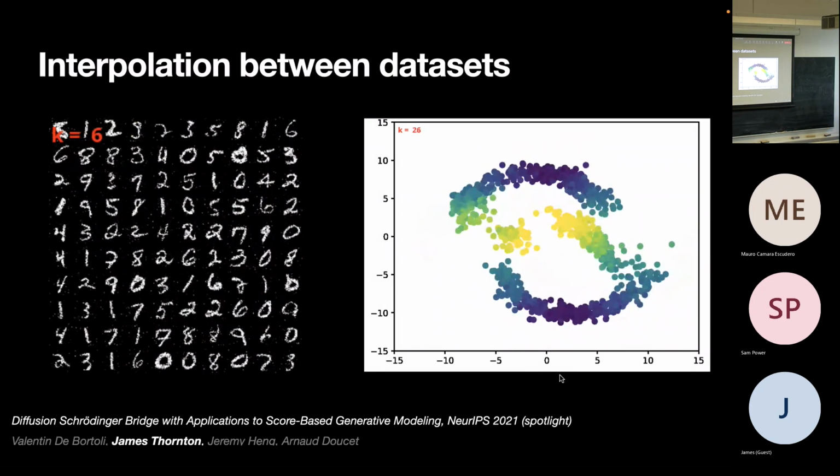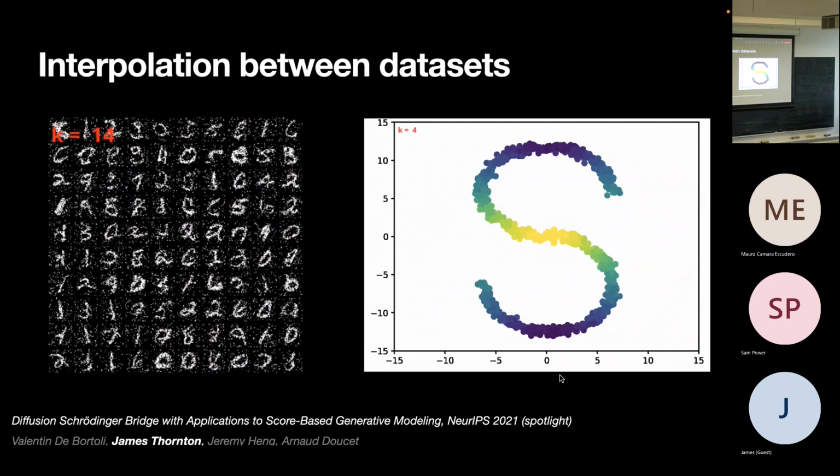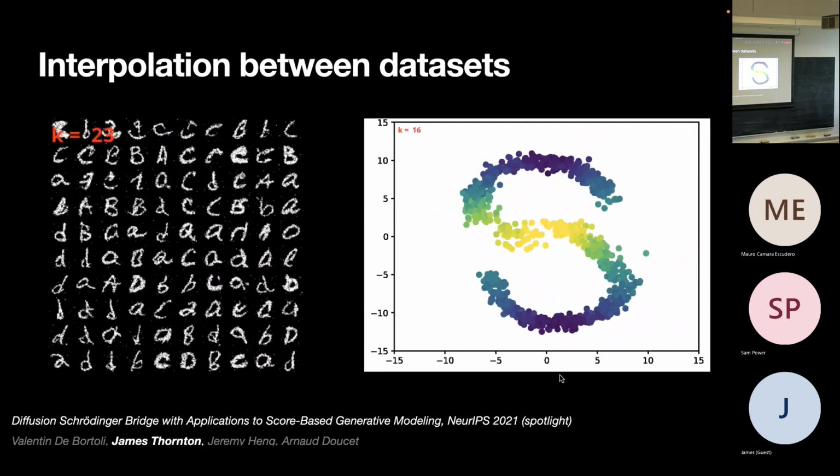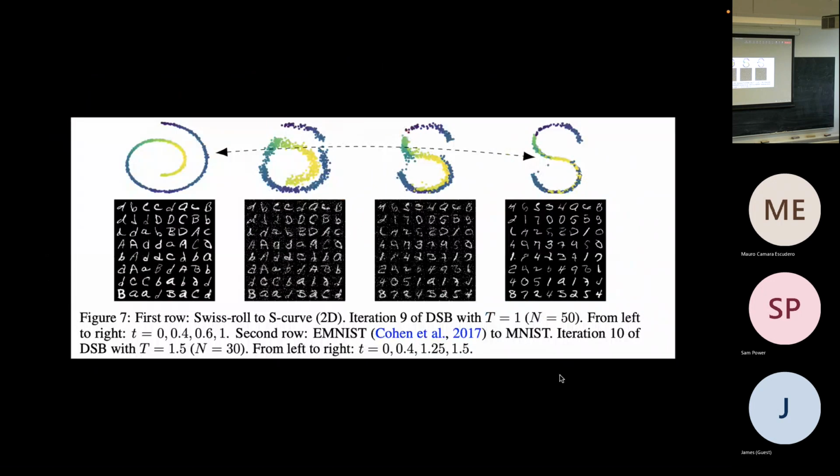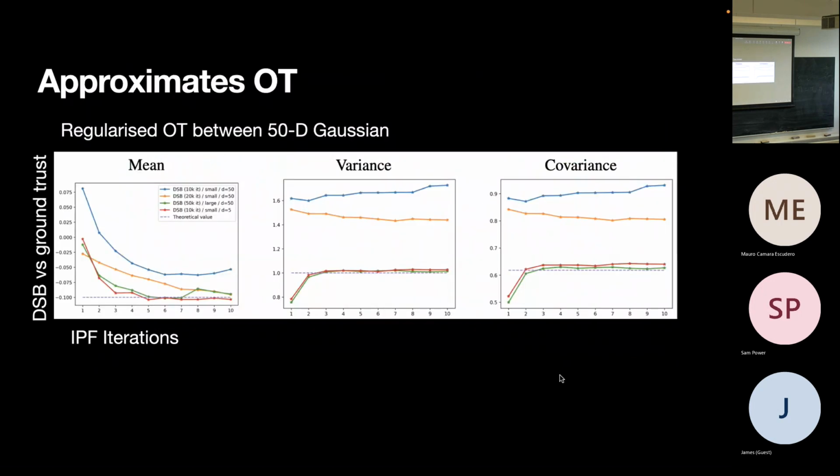So if those theories are right, and your score is trained well enough, you shouldn't really suffer from mode collapse. So yeah, these are the interpolations. In terms of OT, these are using very small networks. I say small, it's like 100,000 parameters, not billions of parameters. And we recover, between 50-dimensional Gaussians, the true transport coupling.